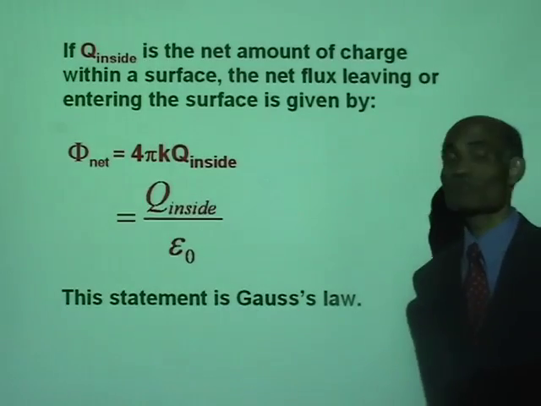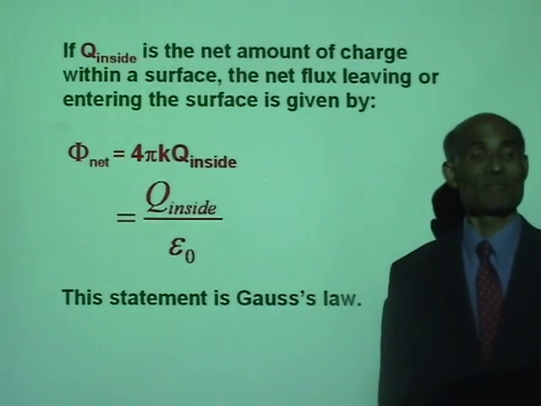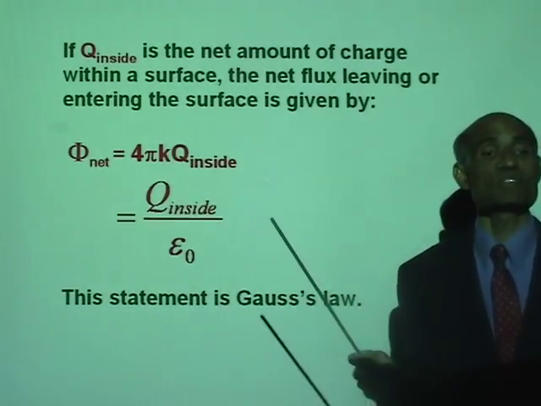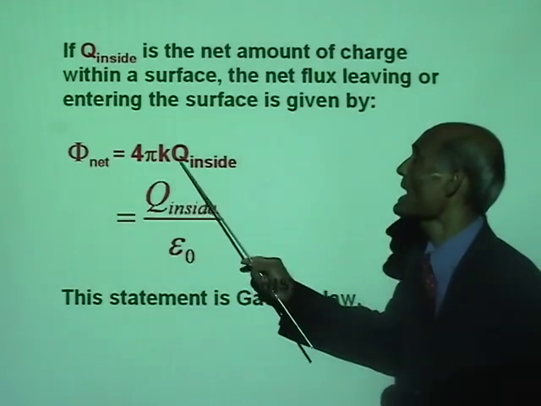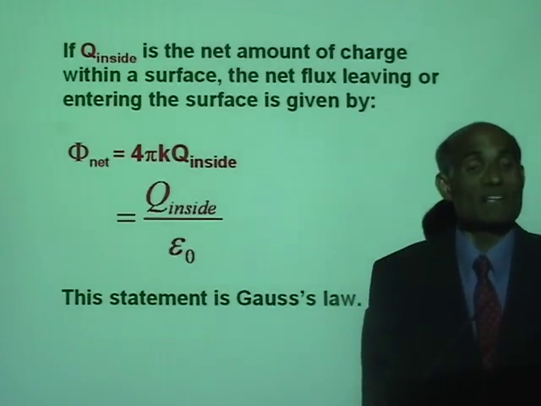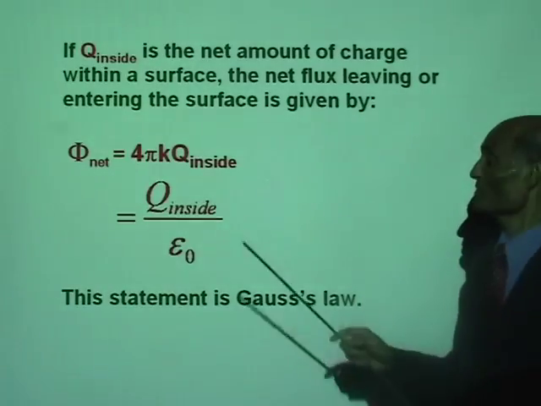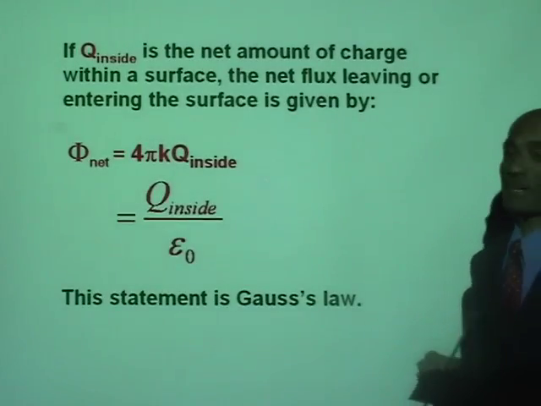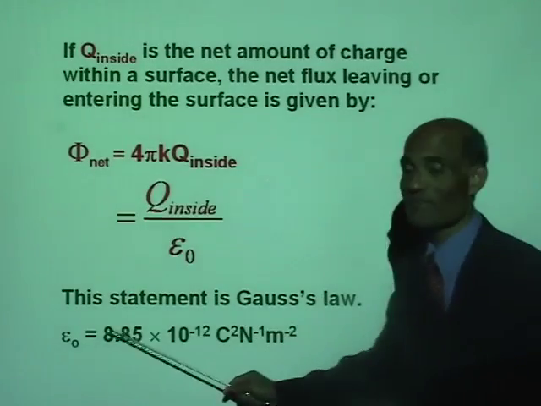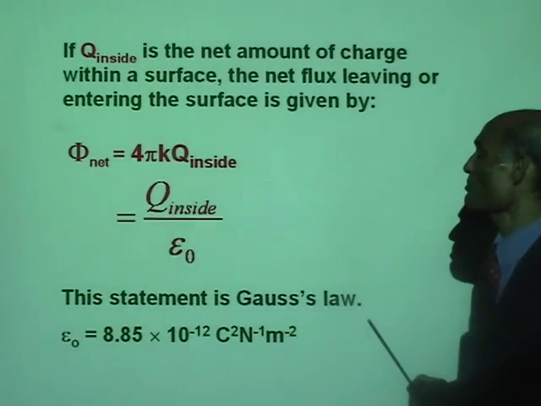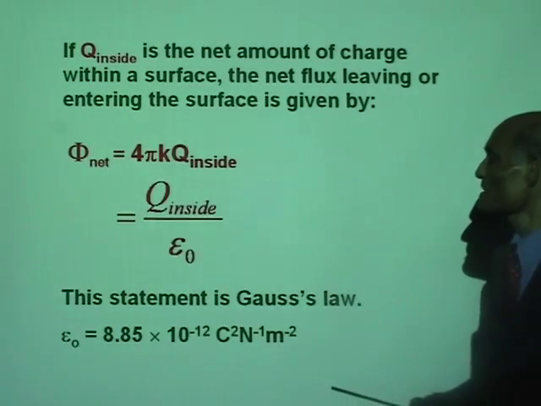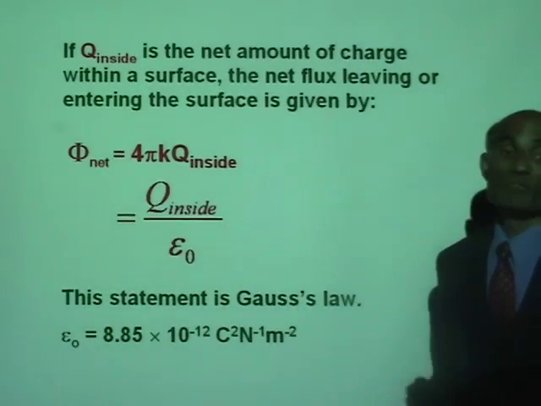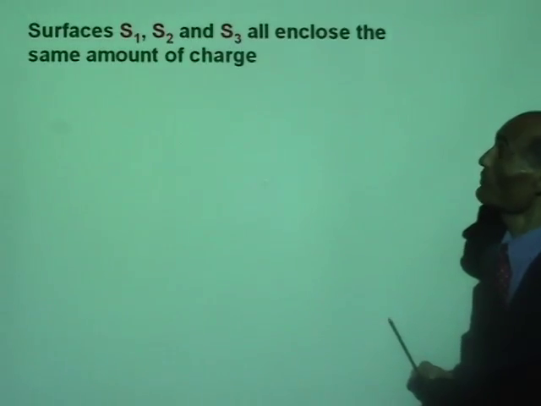Now, this is the statement of Gauss's law. A very simple statement. The net flux leaving or entering a surface is given by 4 pi k q inside, where q inside is the amount of charge inside the surface. Also, it can be written as q inside divided by epsilon naught. And the value of epsilon naught is 8.85 times 10 to the negative 12 coulomb squared per Newton per meter squared. We can now use this to solve problems.